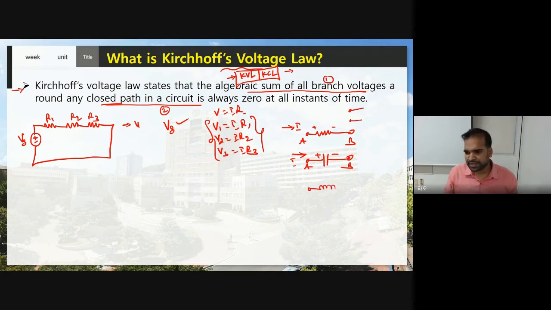Likewise for an inductor: suppose this is terminal A and this is terminal B, but current is going from terminal B to A. Then terminal B is the higher potential and terminal A the lower. Whatever the element is, whether a resistor, capacitor, or inductor, current always flows from higher potential to lower potential. Yes, this point is clear.